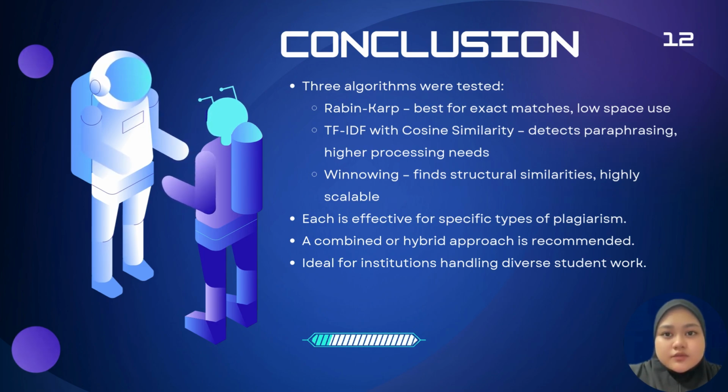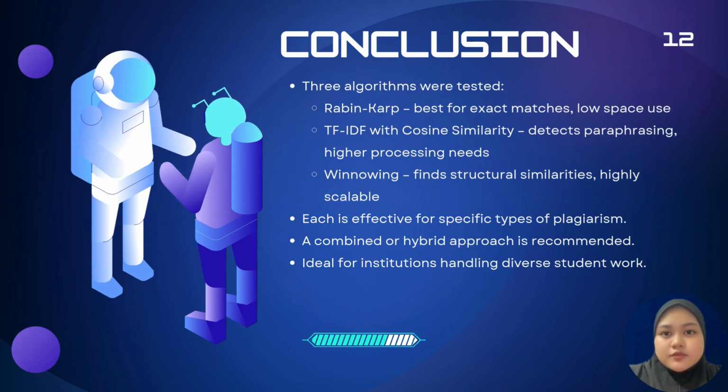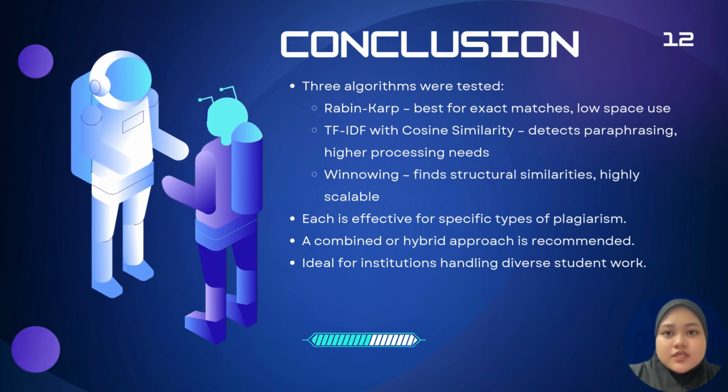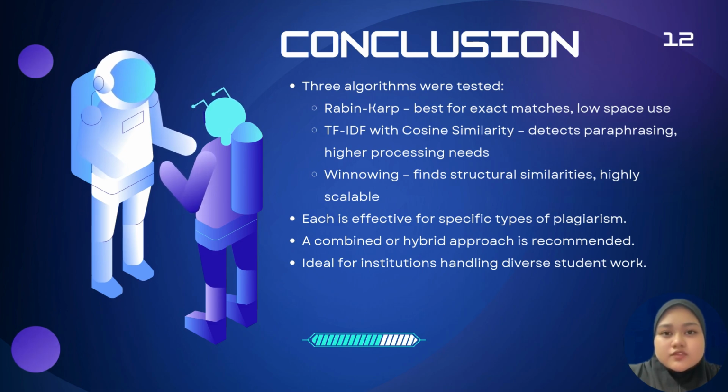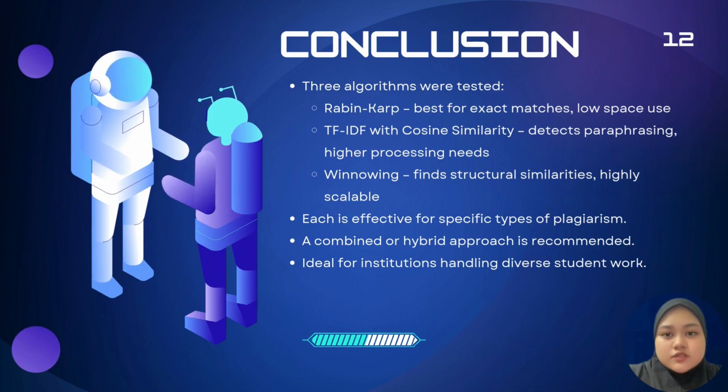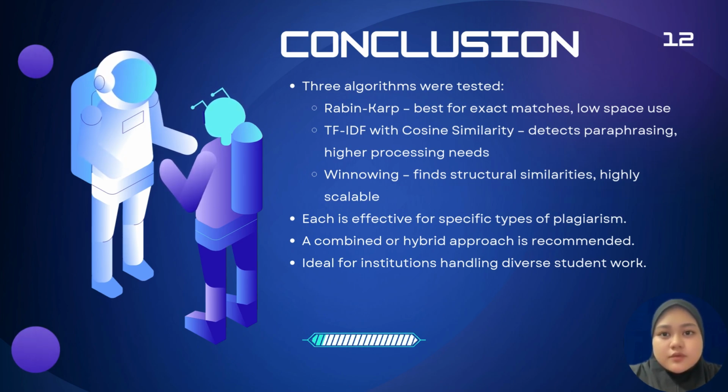And the last one, winnowing stands out for detecting structural similarities even when the content has been rearranged or formatted differently. Each algorithm addresses a specific form of plagiarism, so rather than relying on just one, we recommend a hybrid strategy that combines all three. This approach ensures both accuracy and efficiency, particularly valuable in academic settings with a wide range of student submissions.